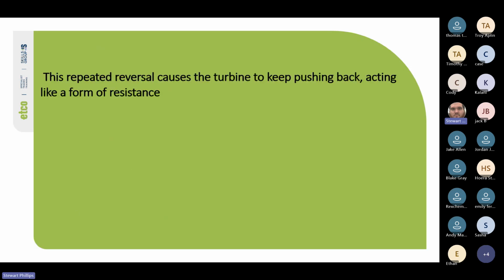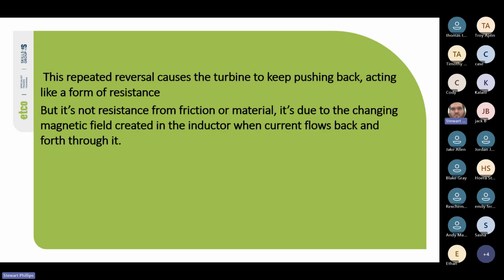Okay, cool. So the next part. This repeated reversal causes the turbine to keep pushing back, acting like a form of resistance. But it's not friction or the material's resistance, it's because of the changing magnetic field created by the inductor when current flows back and forth through it. It's called reactance.